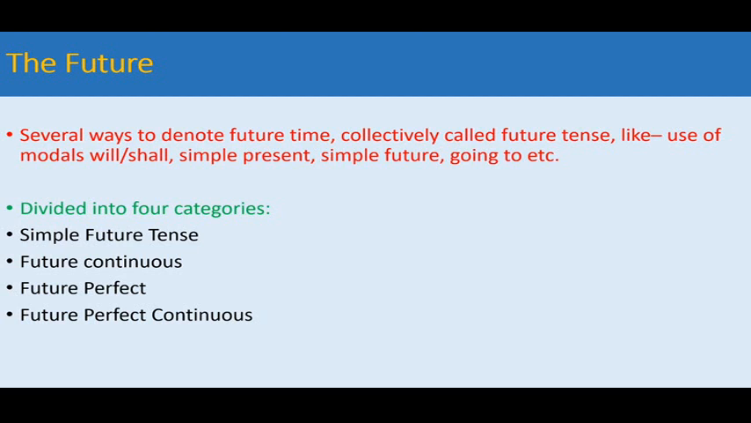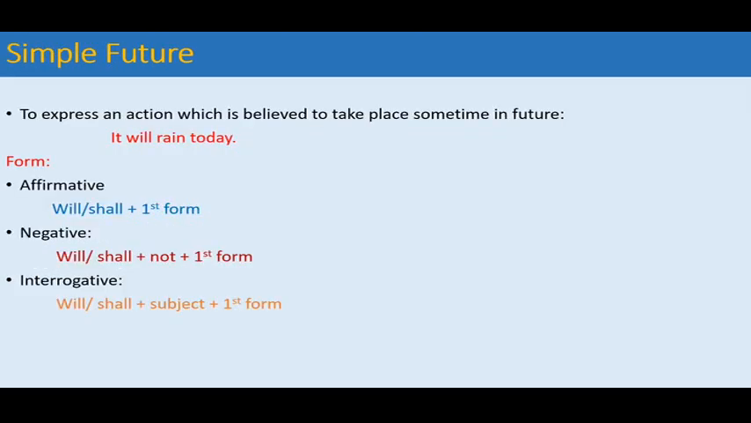For example, the use of modals will or shall. Simple present tense is also used to denote future. Simple future tense with the help of will and shall, going to, etc. The future tense has also been divided into four categories, that is simple future tense, future continuous, future perfect, and future perfect continuous. Let us understand these one by one.